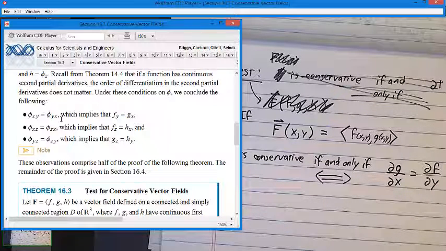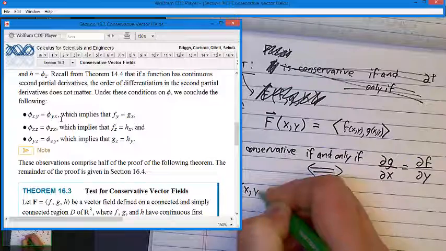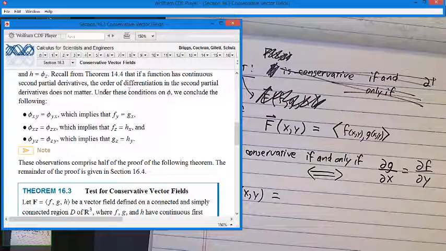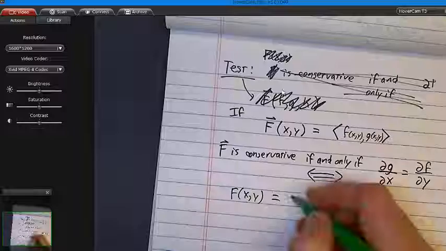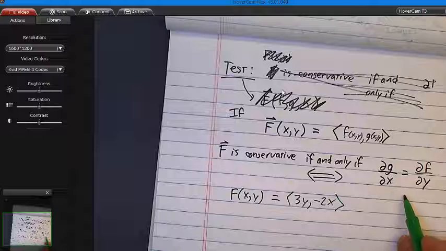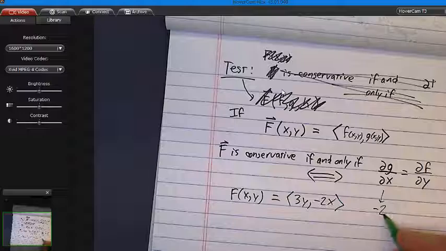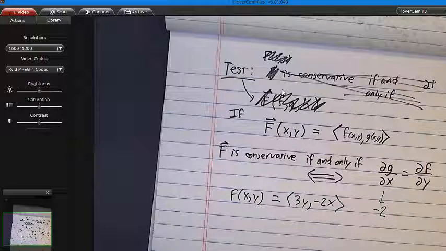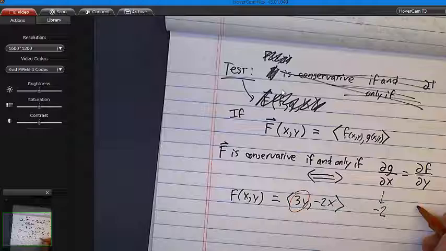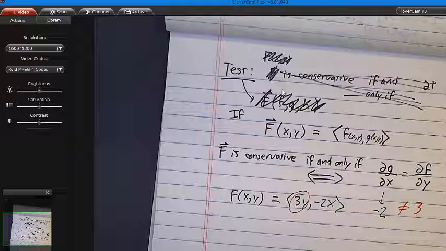But anyways, when Ryan did ours, what was the function we said is not conservative? We said f of xy is 3y and negative 2x, and so Ryan was doing this. He says, well, I'll do dg/dx. That's this thing, so he got negative 2. And when he did df/dy, he got positive 3. He said they're not equal. Oh, not conservative.